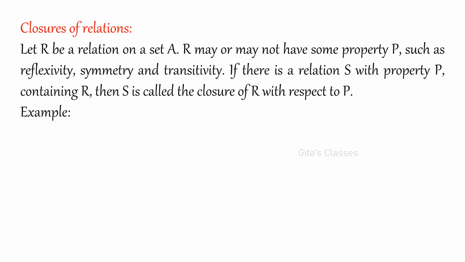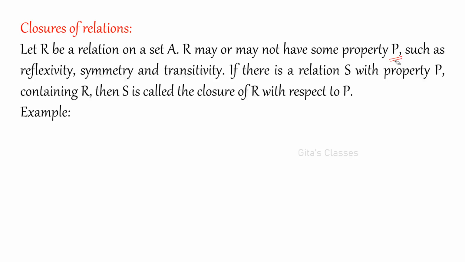Okay. Next is closures of relations. You have closures with respect to reflexivity, symmetry and transitivity. Reflexive and symmetric we will see now. To find the transitive closure we have a separate algorithm called Warshall's algorithm, which we will see separately. Now, closures of relation means what? Let R be a relation on a set A. R may or may not have some property P.